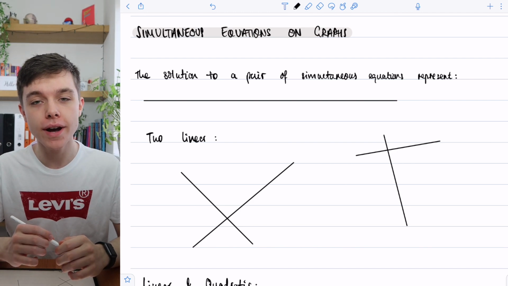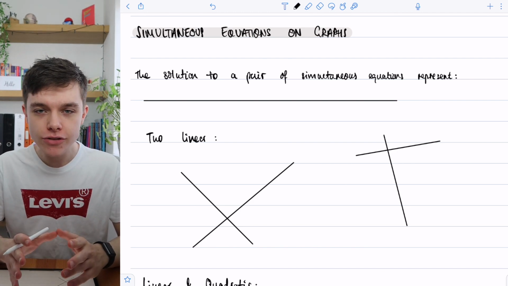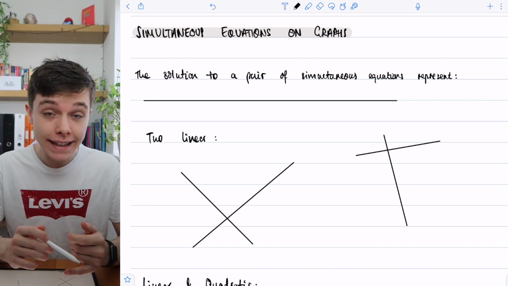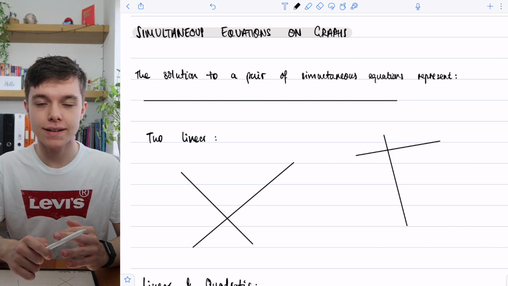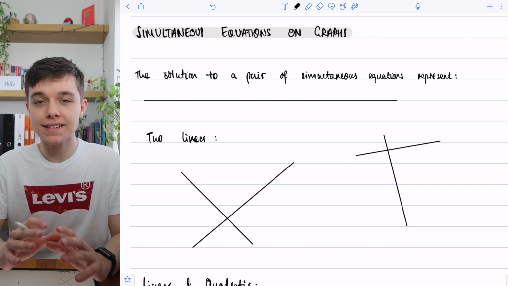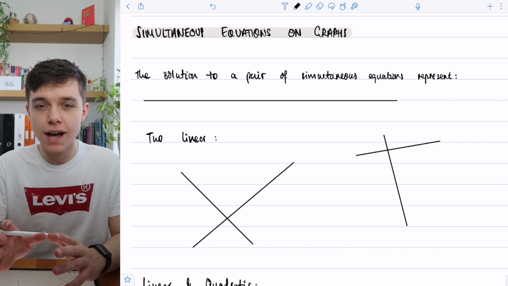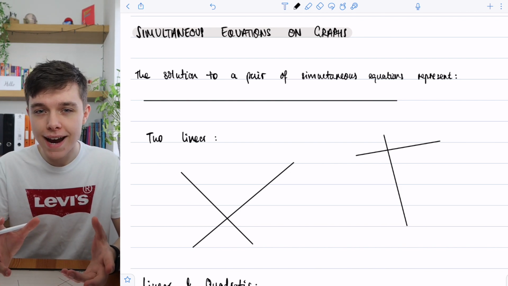In this video, we're going to have a look at simultaneous equations on graphs. In the previous two videos, we had a look at linear simultaneous equations, and then we also had a look at quadratic simultaneous equations. And what we're going to do today is have a look at simultaneous equations on graphs. If you've got a graph of two equations that you want to solve simultaneously, how can a graph help you?